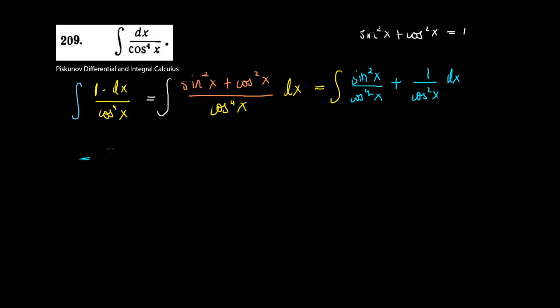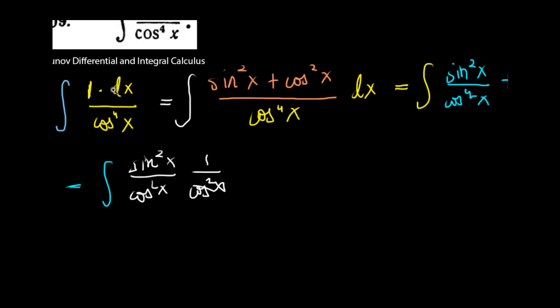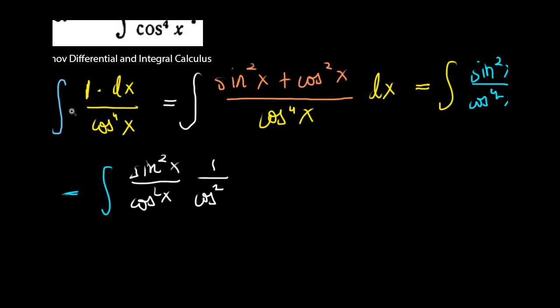Then this becomes the integral of, I can write this as sine squared of x over cosine squared of x times 1 over cosine squared of x, right? If you split the denominator, it just turns out to be cosine to the power 4x.